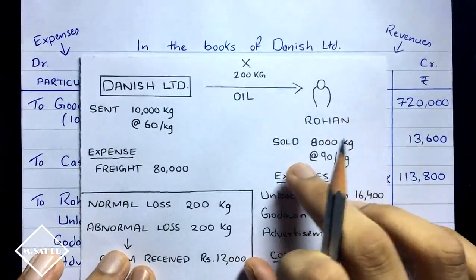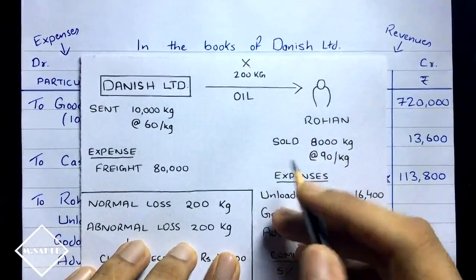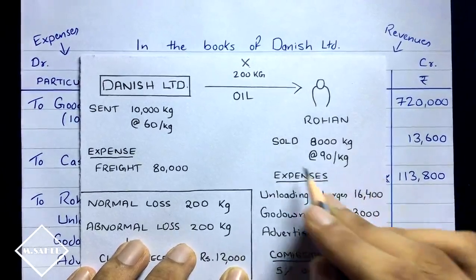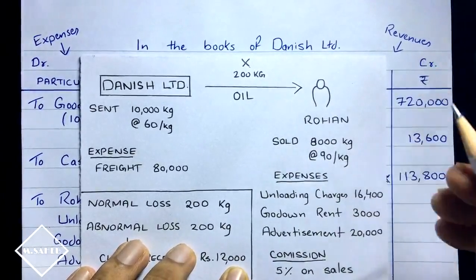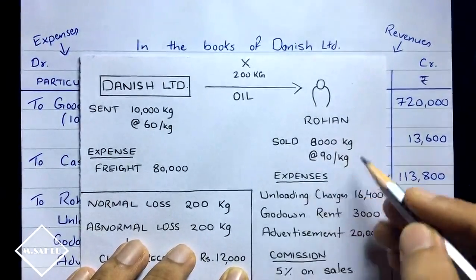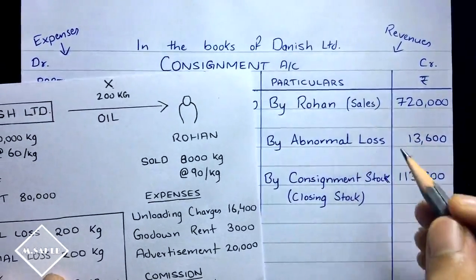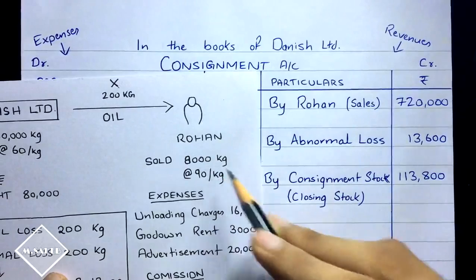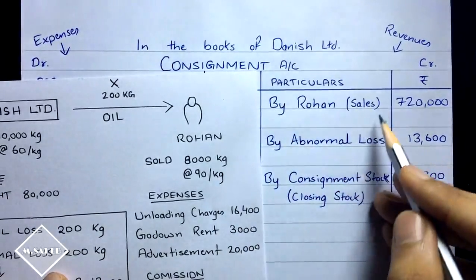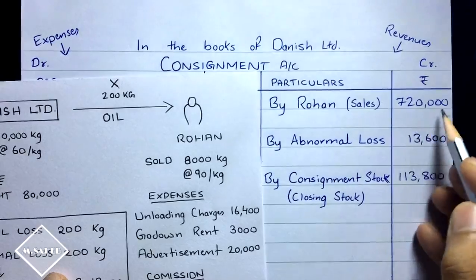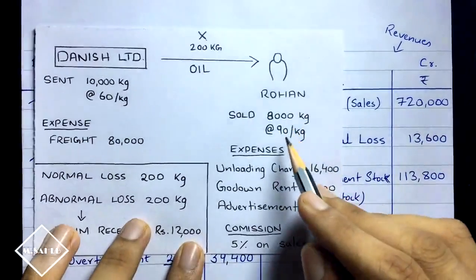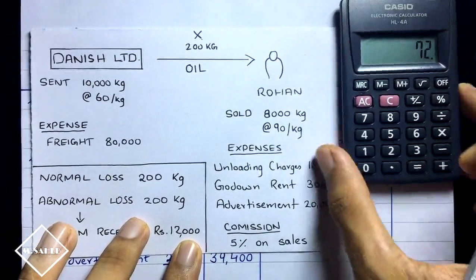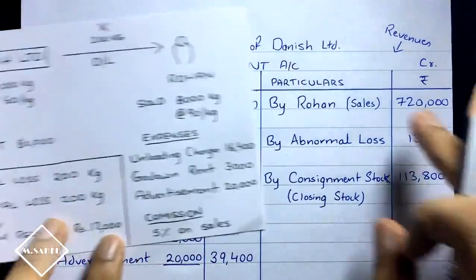And then Rohan received the consignment and he sold 8,000 kg of oil at the price of 90 rupees per kg. So what is sales? Sales is revenue, the money coming into the business, and all revenues are recorded on the credit side. So, by Rohan, because Rohan is the person who sold these 8,000 kg of oil, and in brackets we write sales, 7,20,000. The total value is 8,000 into 90; 8,000 into 9 is 72, so 7,20,000.